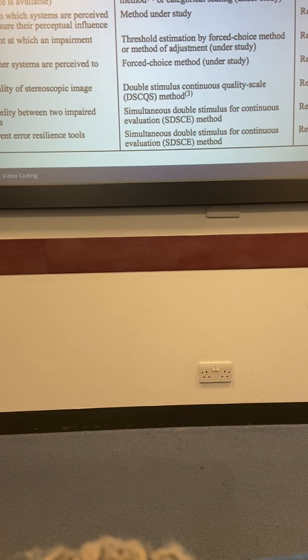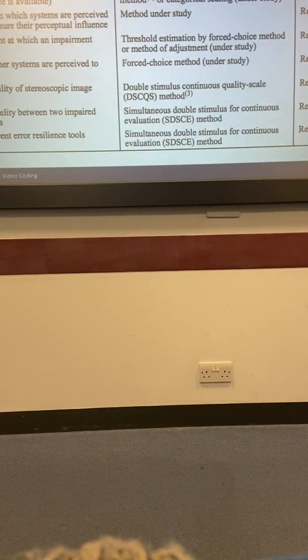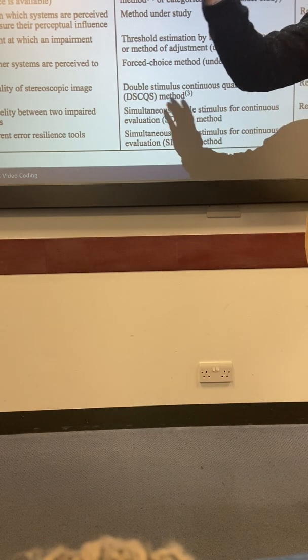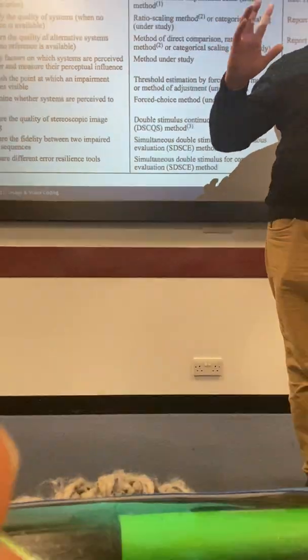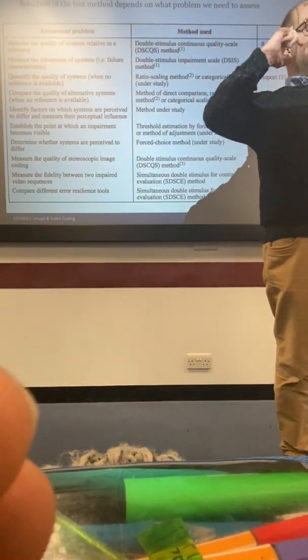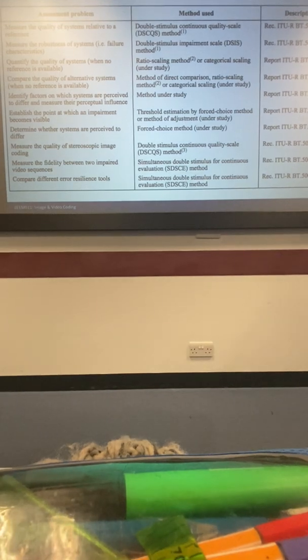Are the two systems exactly the same or are they different? For example, there is a standard for the forced choice method. I don't know what this method is, I've never used it. But the reason I'm displaying this table to you is that when you come across a problem, please don't just assume PSNR is perfect and will solve the problem for you. It depends on the type of problem.